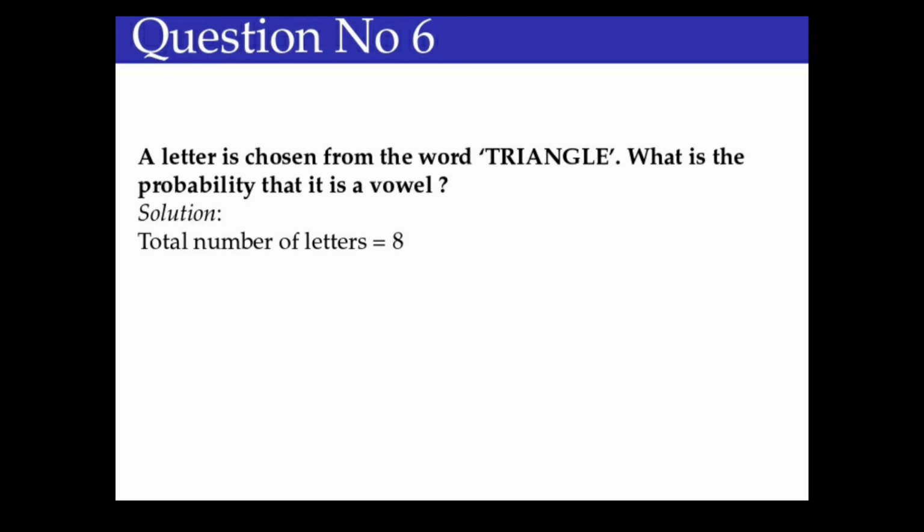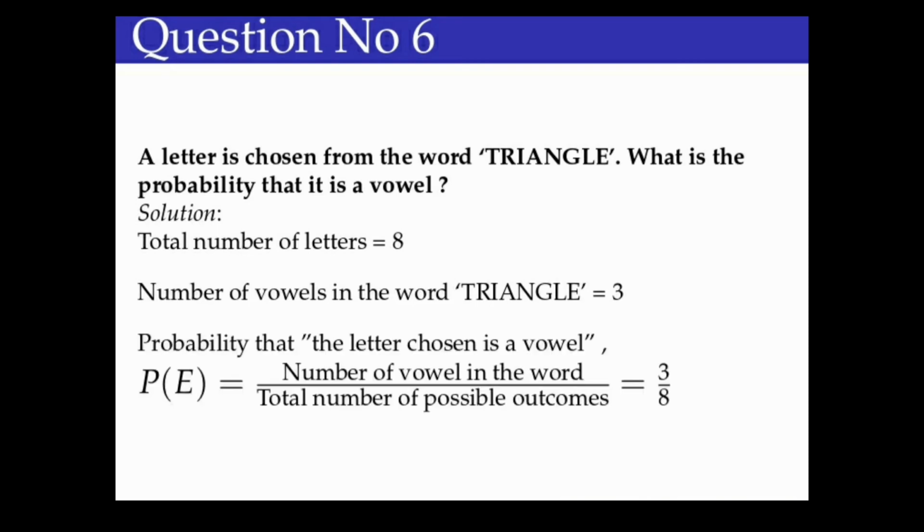Now they are asking this question: what is the probability that the letter is a vowel? So the event E is the sentence in the inverted commas, which is the letter chosen is a vowel. That's the event. Now what is the number of favorable outcomes to this event E? It is the number of vowels in the word triangle, because the property of the event says that the chosen letter should be a vowel. So that is why the number of favorable outcomes to this event E is the number of vowels in the word triangle, which is 3. So the answer is 3 by 8.